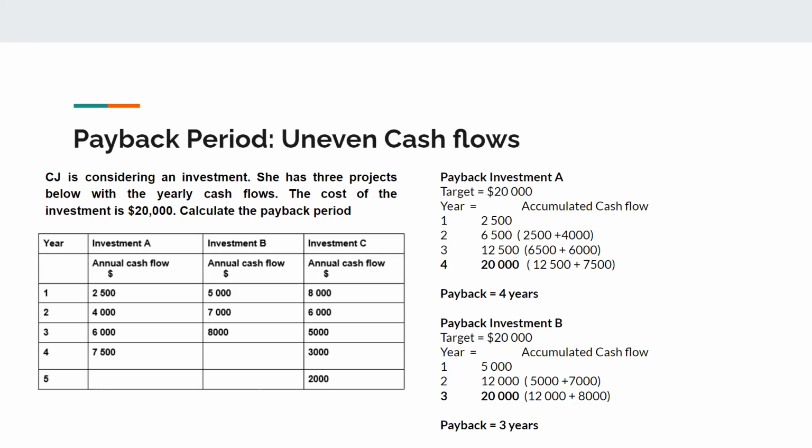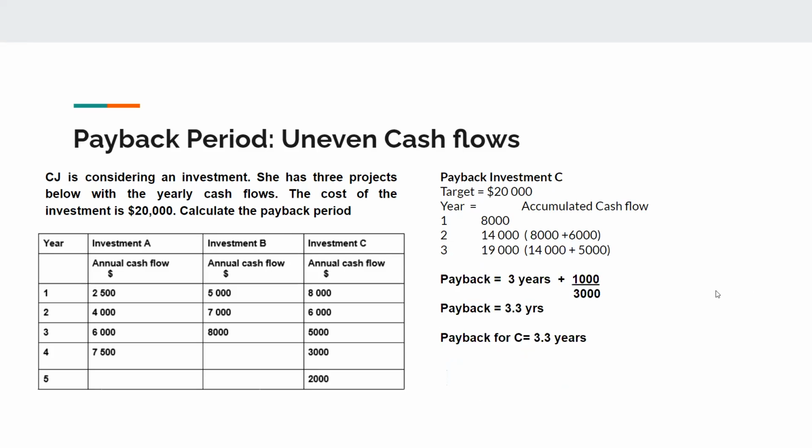Investment B, they would recoup in 3 years, right? 5,000 plus 7,000, that's 12,000. Year 3, add another 8, you're at your $20,000 target, right? Investment C was that one I was talking about.